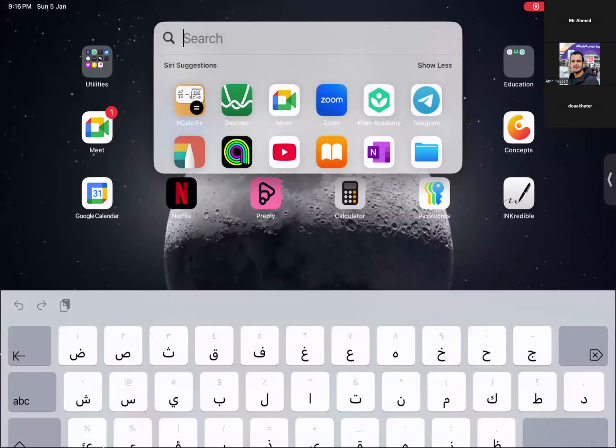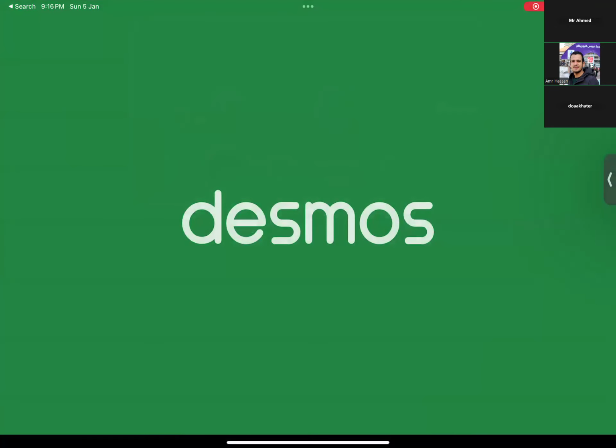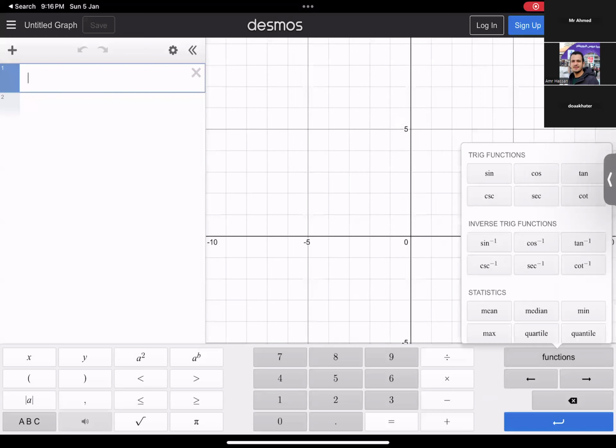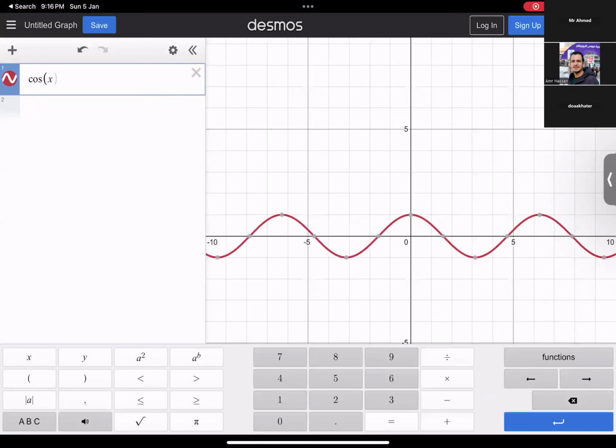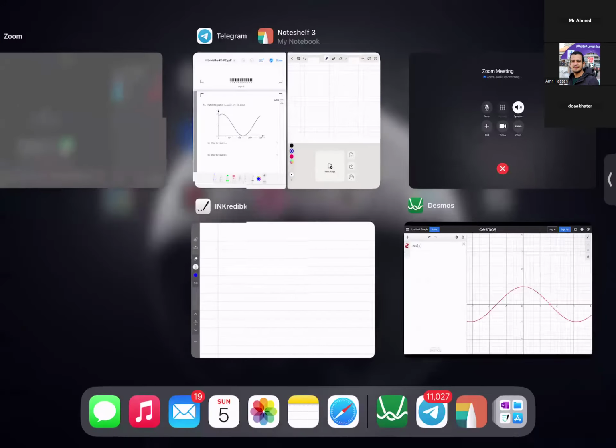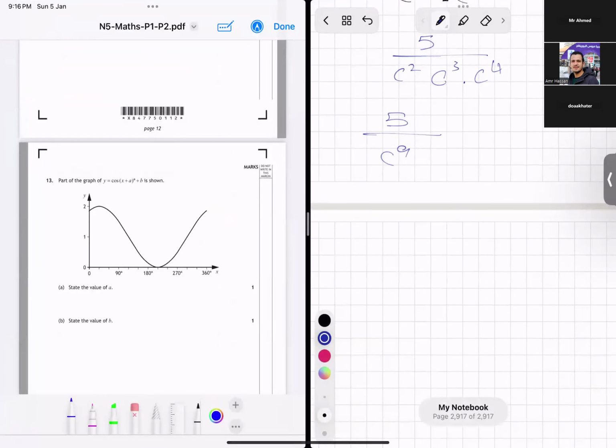Let me show you. If we try to graph cosine, I mean the trigonometric function, cosine x, let me zoom in, starts from 1, right? The range of it is from 1 to negative 1, right? But if we try to make a comparison, this one starts from 2, not from 1, right? You get the difference?